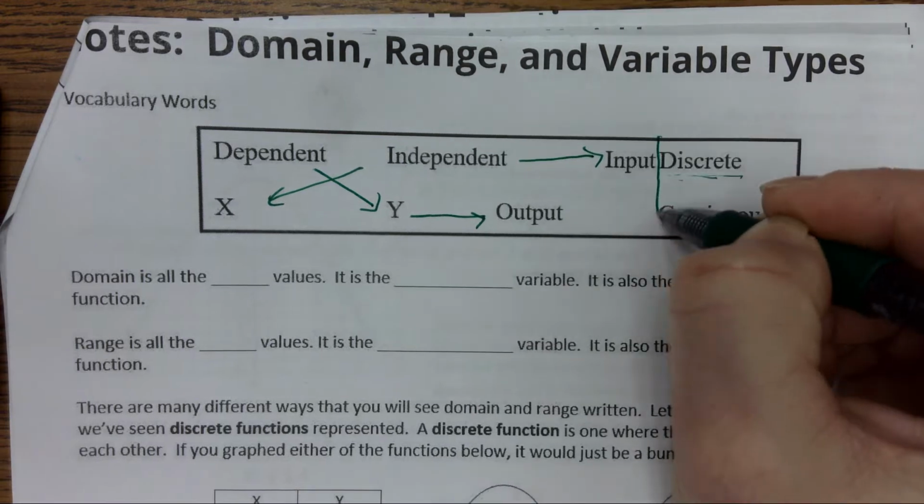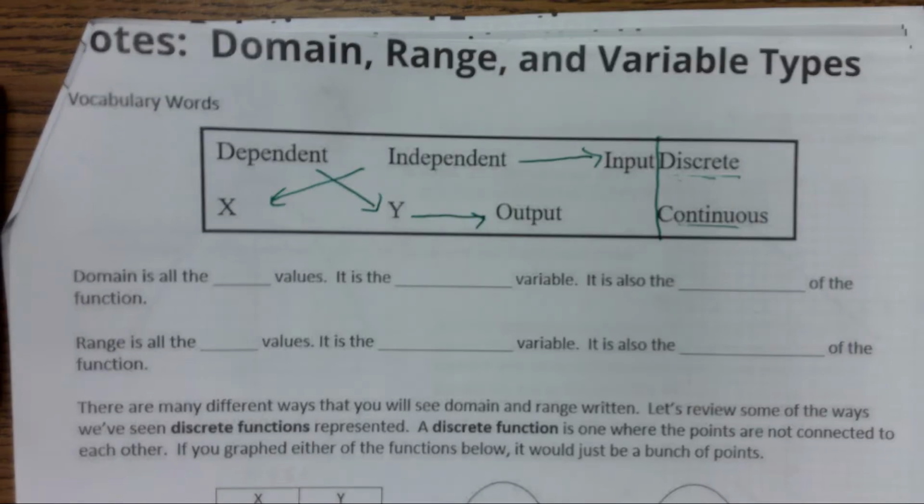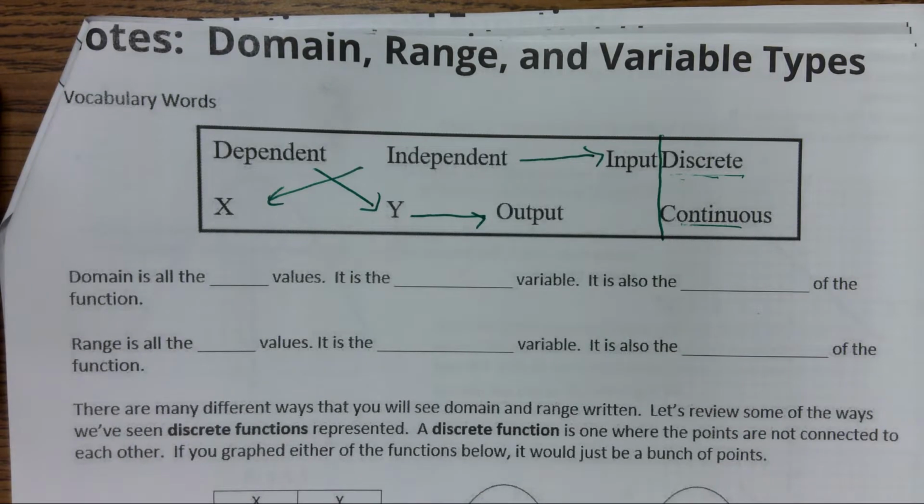Discrete and continuous are just two separate things all on their own. And they have to do with if the graph is made up of dots, then it's discrete, and if it's made up of smooth lines and curves, then it's continuous. That's all that has to do with, and I'll show you that when we get to it in the problems.